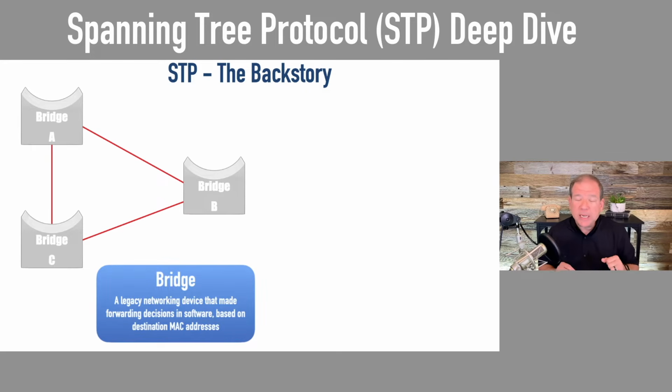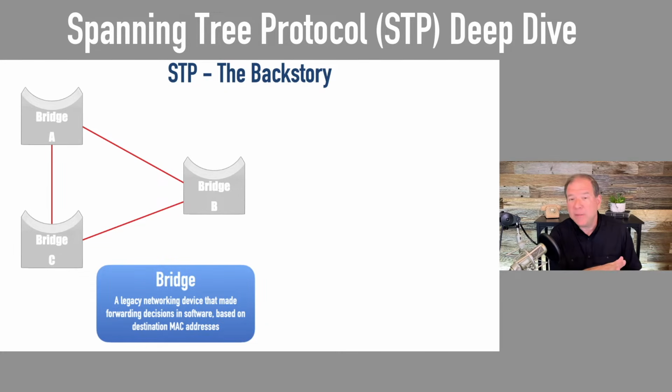A bridge is going to learn what MAC addresses live off of its ports, and it's going to build a MAC address table, and it's going to make forwarding decisions based on where that destination MAC address lives. Sounds a lot like a switch. However, the bridge does it in software. Now, today's switches, they've got these super fast ASICs, these application-specific integrated circuits, and yeah, they're going to make decisions just super, super quick. But a bridge was a lot slower. And yeah, they didn't have many ports, but this was the genesis, really, of Ethernet switches.